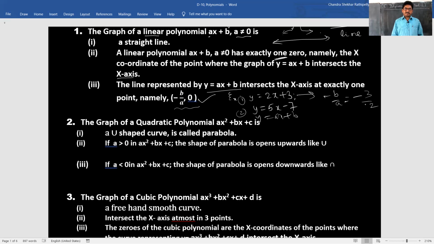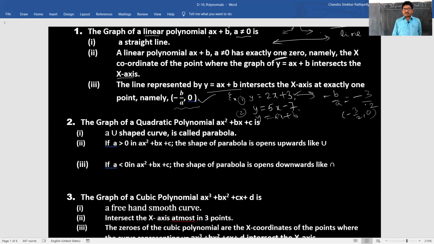Where it cuts the x-axis is exactly the point minus 3 by 2, 0. The point is minus 3 by 2, 0 on the x-axis.